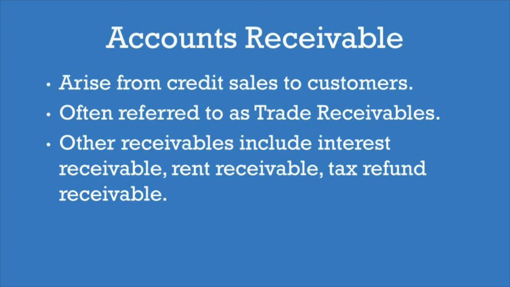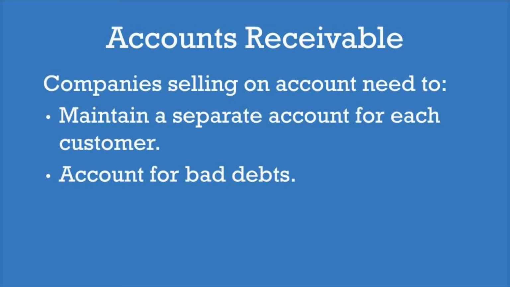Accounts receivable really arise from credit sales to our customers, and they arise out of the revenue recognition principle, which basically says even though we haven't received any cash for it, we have earned the revenue from the sale of that item. So companies selling on account need to make sure that they maintain a separate account for each customer. So Paul Tilley would have his own account at the store and you would have your own account at the store.